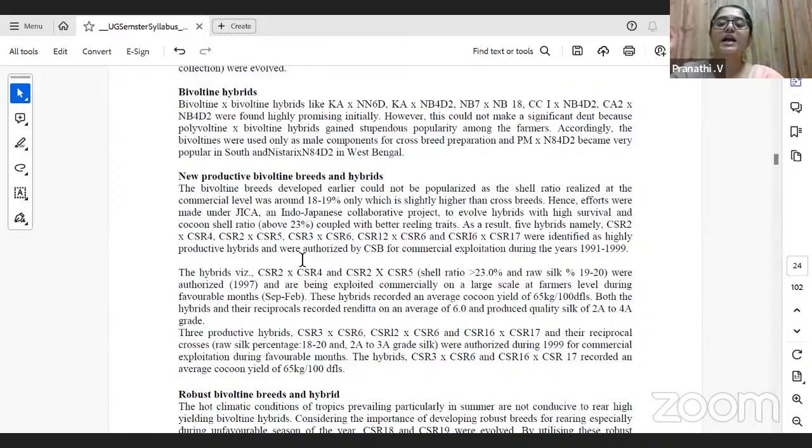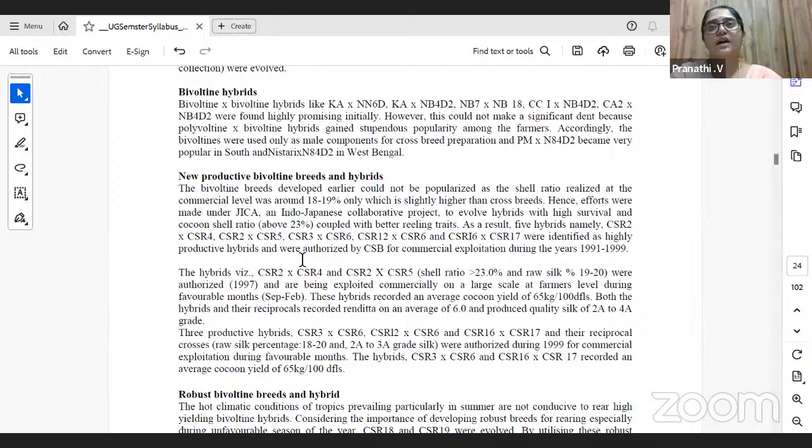This is only slightly higher than the crossbreeds that were there. So again, you had an Indo-Japanese collaborative project, JICA, in which they were trying to evolve hybrids having a higher survival rate and higher cocoon shell ratio, around about 23%. This was coupled with better reeling traits.